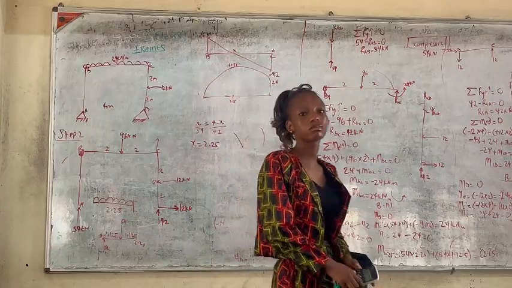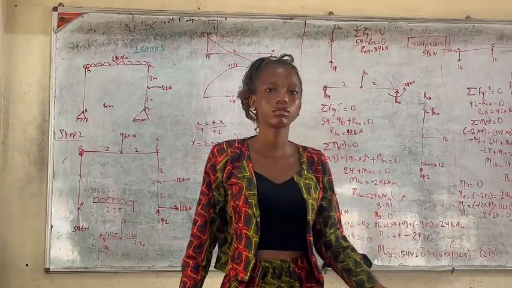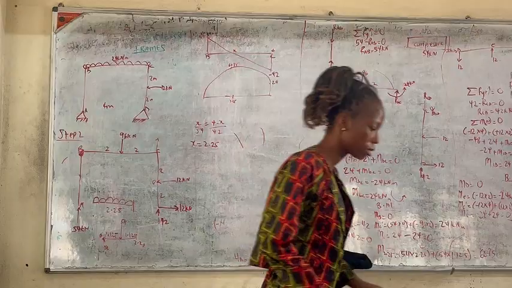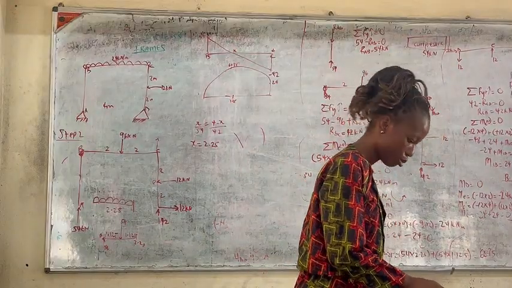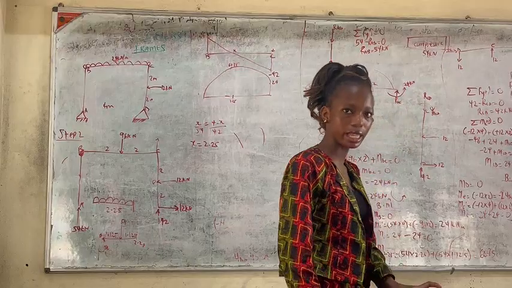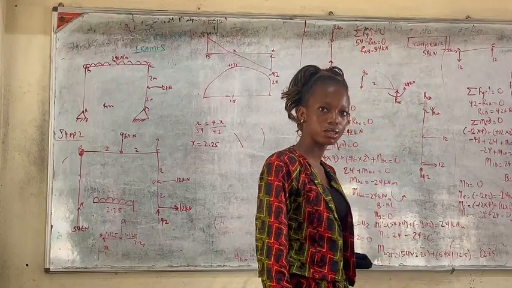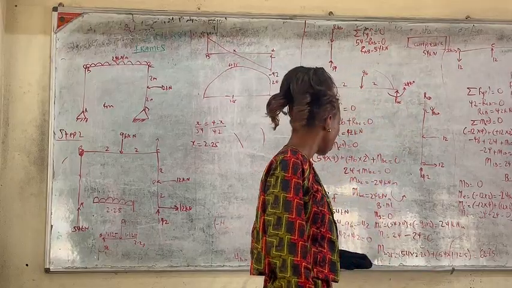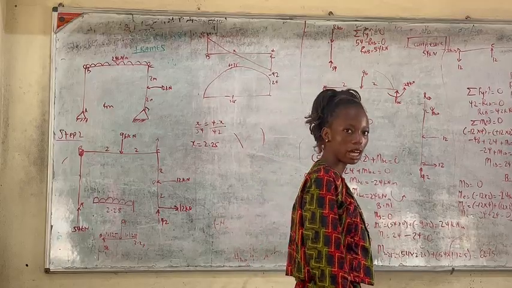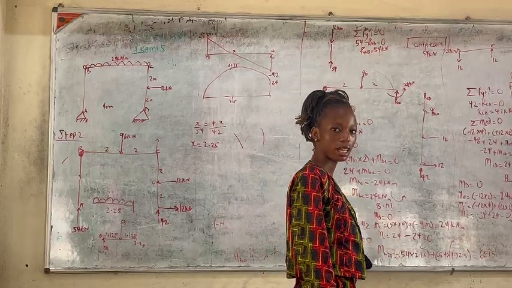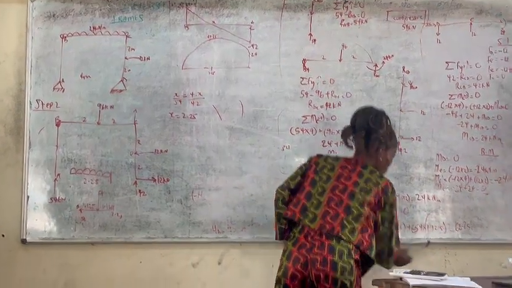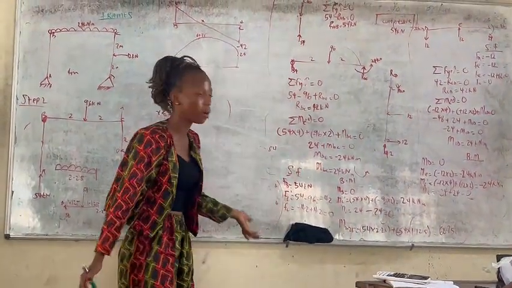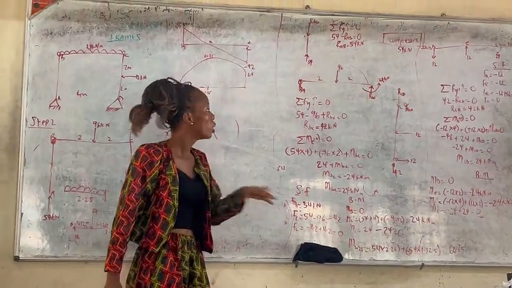The column. Yes, it's minus. It is negative 54 times 1.125. So that's for the beam.